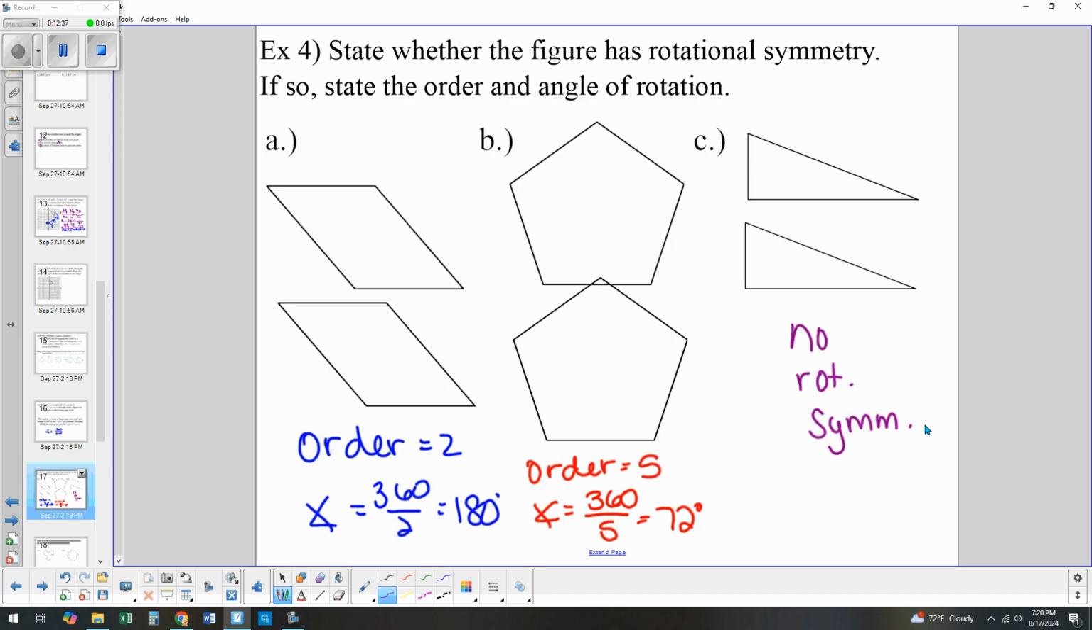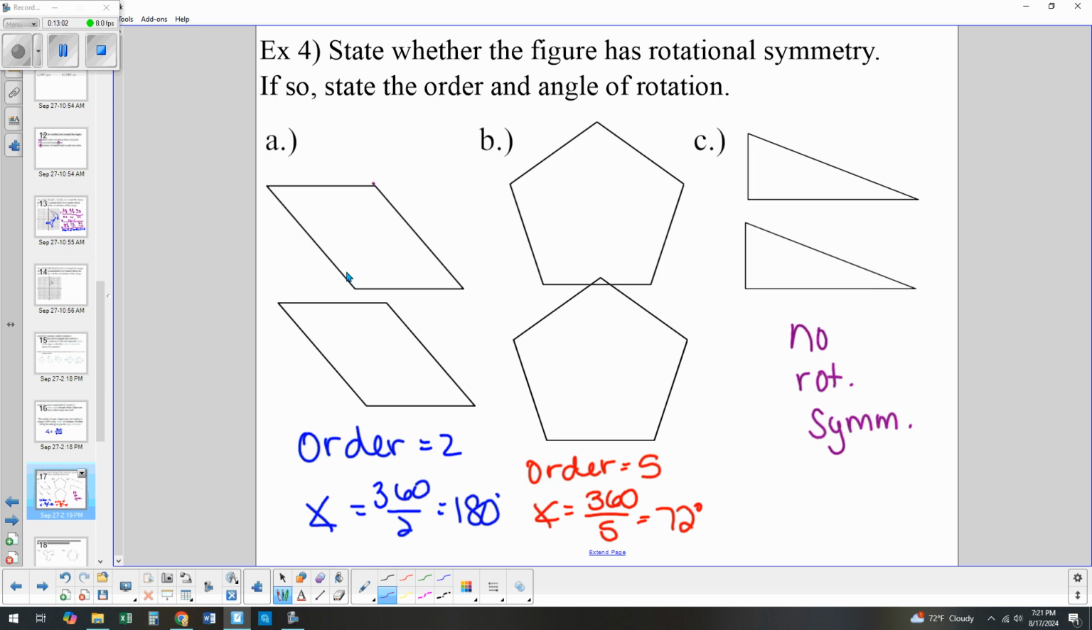So the easiest way to just look at a picture and know if it has rotational symmetry or not is, does it have equal pieces to it? Are those equal pieces equally spaced? So these 3 angles are all different measures, so that's why it didn't have rotational symmetry. In this, these 5 angles were all exactly the same, and they're all equally spaced apart from each other, and that's why our order was 5.